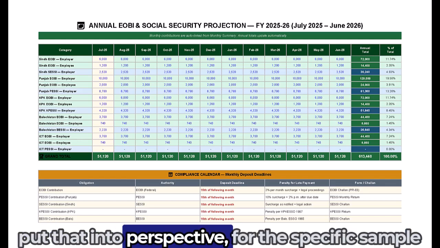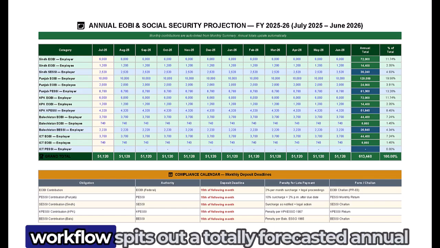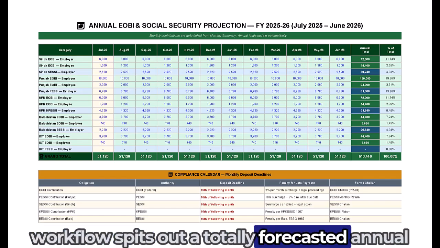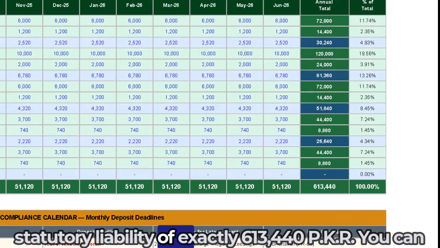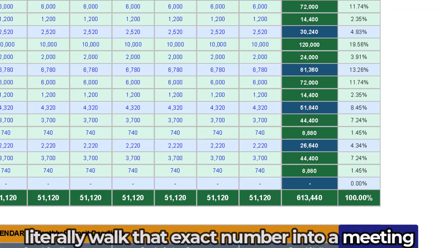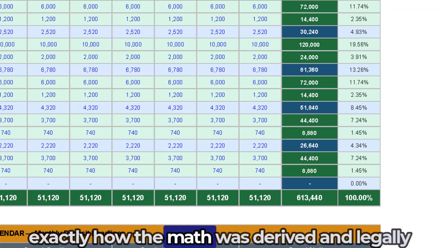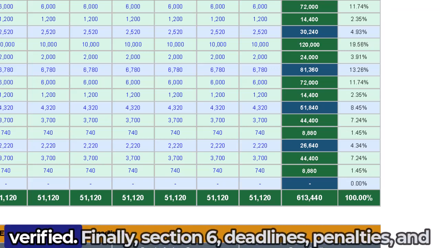To put that into perspective, for the specific sample dataset running inside the simulator, the workflow spits out a totally forecasted annual statutory liability of exactly 613,440 PKR. You can literally walk that exact number into a meeting with your CFO with 100% confidence, knowing exactly how the math was derived and legally verified.